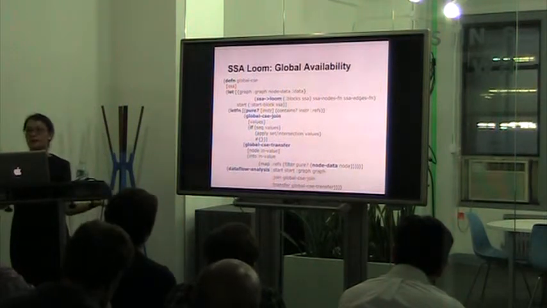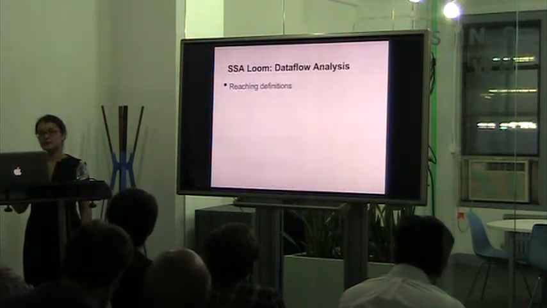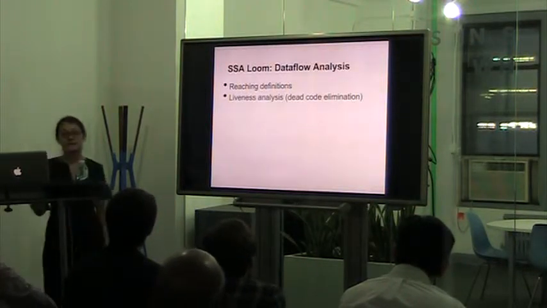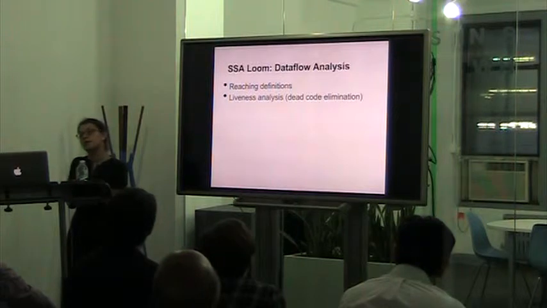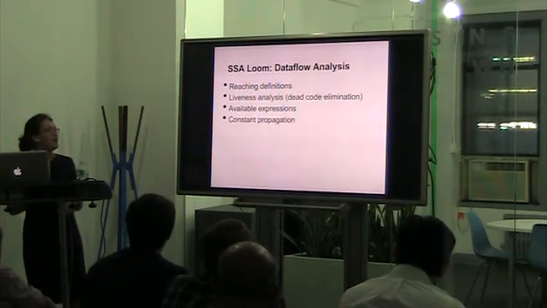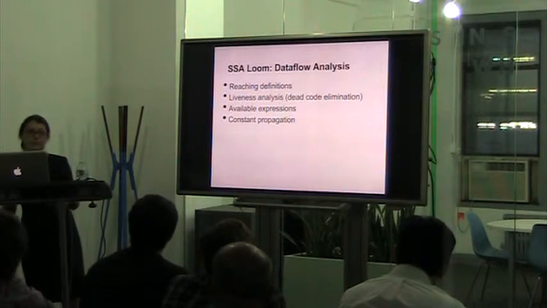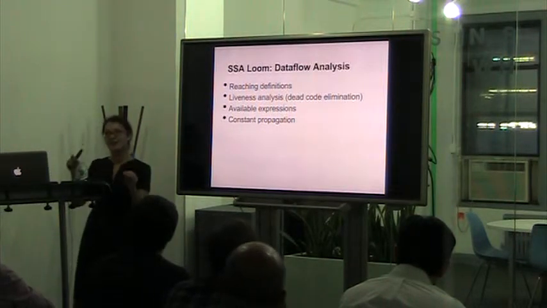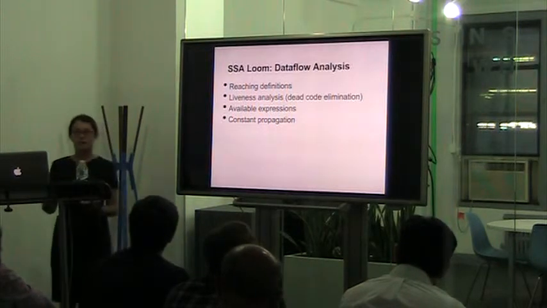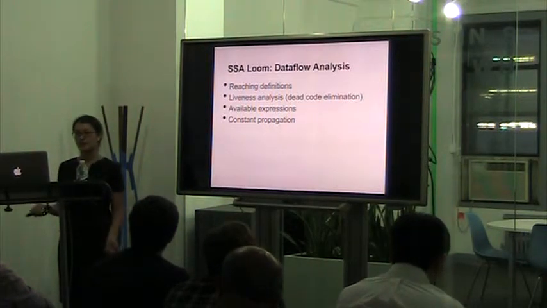So the data flow analysis framework can be used to do reaching definitions analysis, liveness analysis that is used by dead code elimination, available expressions, which we just did, and constant propagation. But compilers are not the only application for data flow analysis frameworks. There are applications for it in social networks.